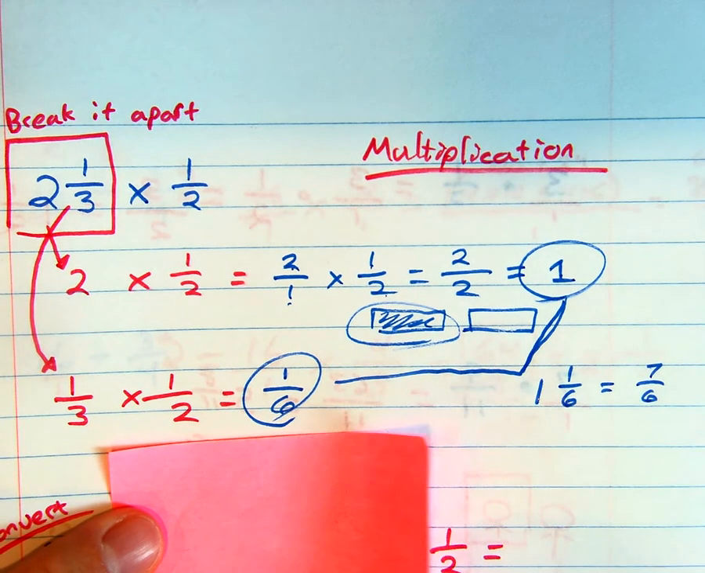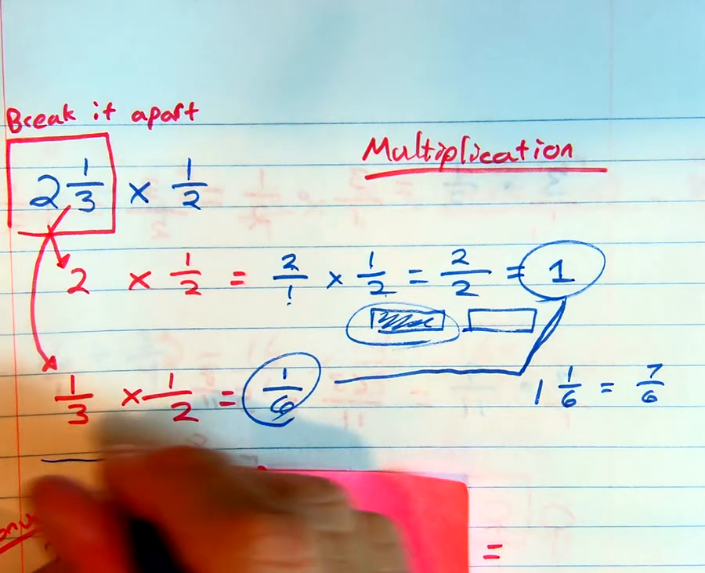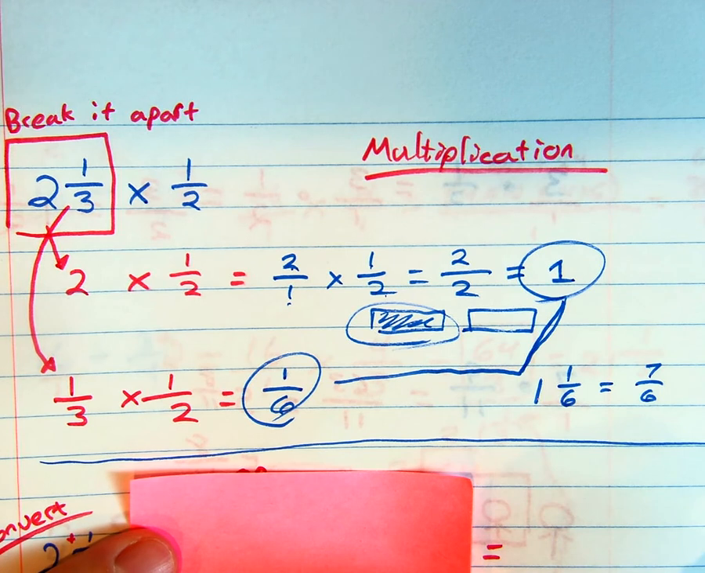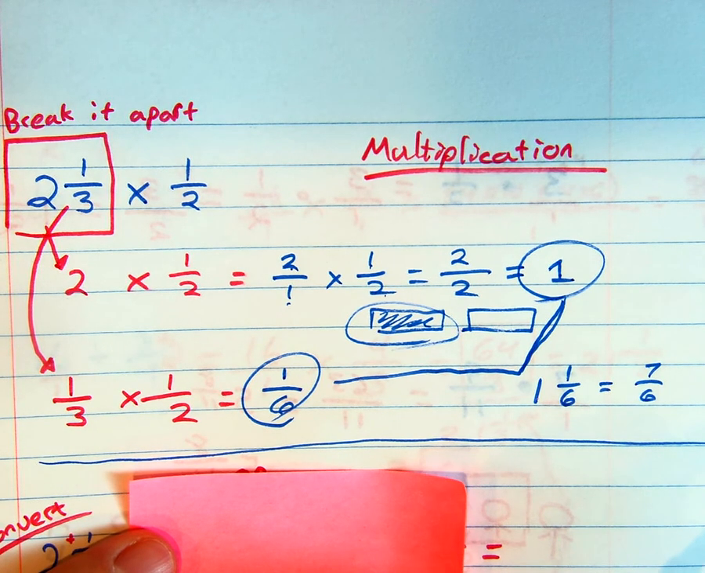So this is one option. This is your break it apart. Some of you, this might be the way you want to do it. Break it into smaller pieces, like you're eating a large steak. You want to cut up the pieces so you don't choke on it. This would be the mathematic version of that.